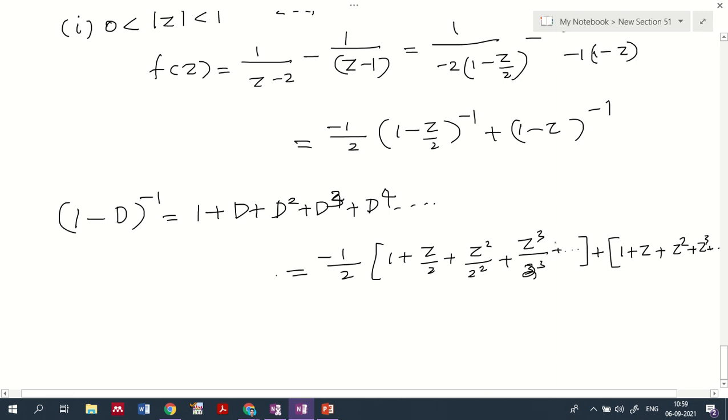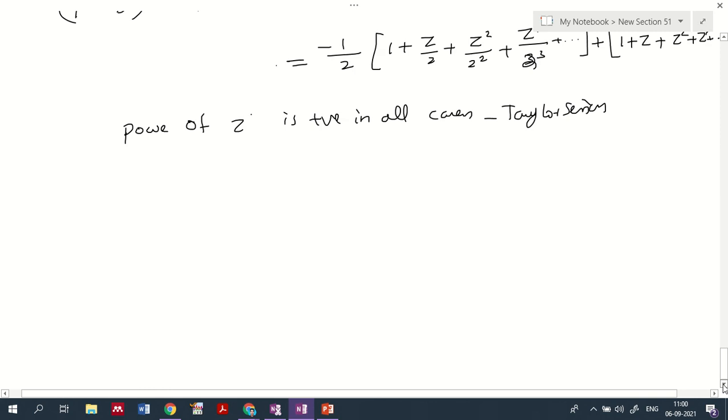So you can see that in this case the power of z is positive in all cases. Okay, in all cases, so this is a Taylor series. This will be a Taylor series representation. Now let me come to the next one, then you will understand better.